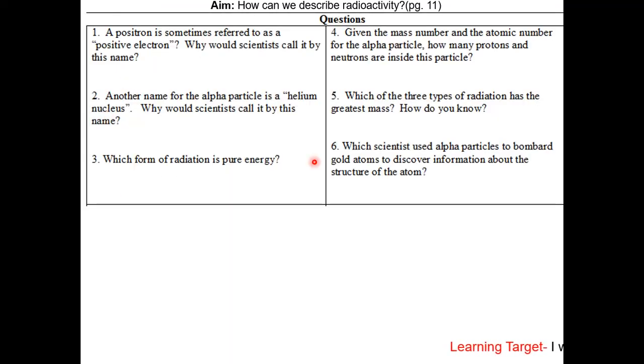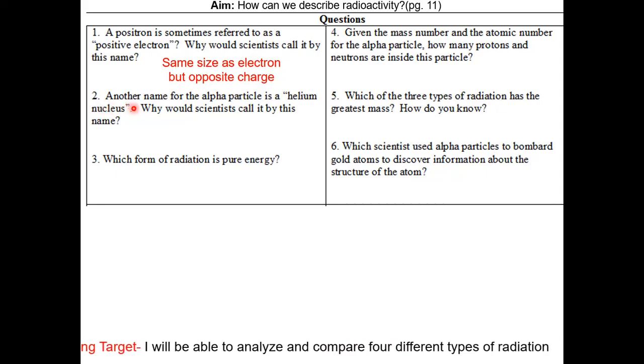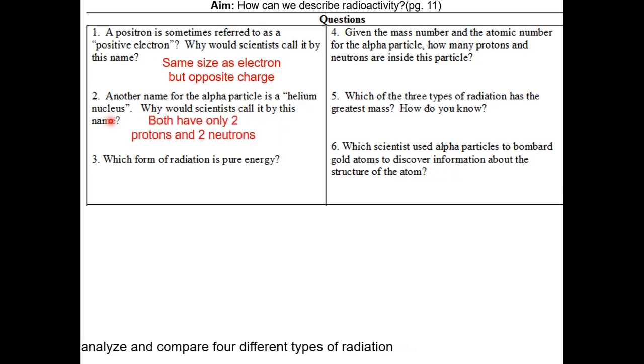Here are some review questions. Question 1. A positron is sometimes referred to as a positive electron. Why would scientists call it by this name? Because it has the same size as an electron, but opposite charge. Question 2. Another name for alpha particle is a helium nucleus. Why would scientists call it by this name? Because both have only 2 protons and 2 neutrons.